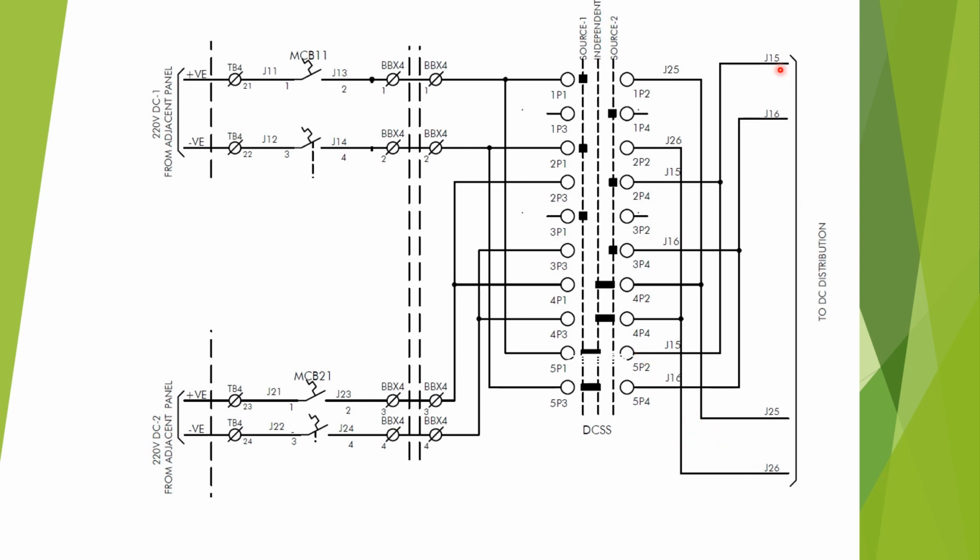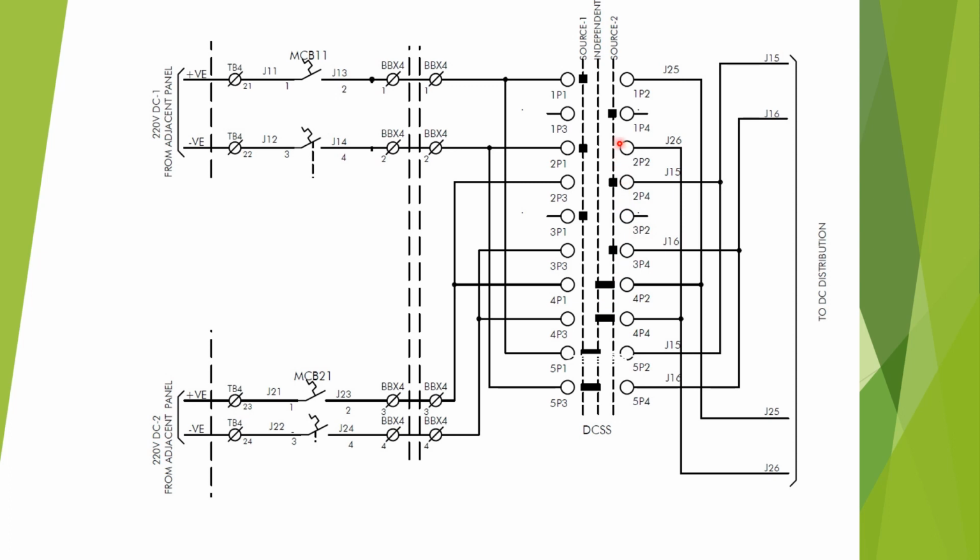So you can see that after the selection, if the DC selector switch position is kept at independent, then J15 and J16 will get DC from the DC source 1 and J25 and J26 will get DC from the DC source 2. That is, the DC selection in this case, after the DC selector, is independent of the switch position. So here J15 and J16 will get DC from the DC source 1 and J25 and J26 will get DC from the DC source 2. That is why it is the independent position.